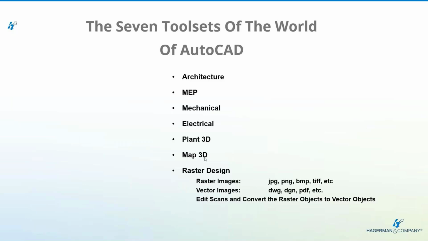Vector, on the other hand, is working with coordinates. That's why it's drawings, DGN, PDFs, that type of stuff. So the larger they get, they don't lose their clarity. So that would be a vector image. We use raster images a lot in web design, stuff like that. So you can take those raster images with Raster Design and you can convert them to vector objects. And that's the purpose of that particular software. And then you can put them into AutoCAD from there.